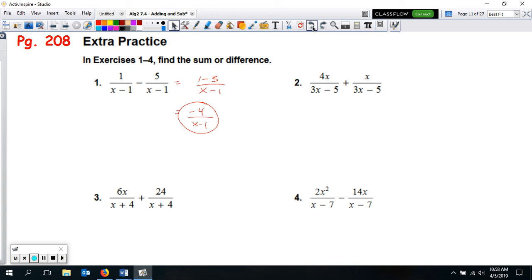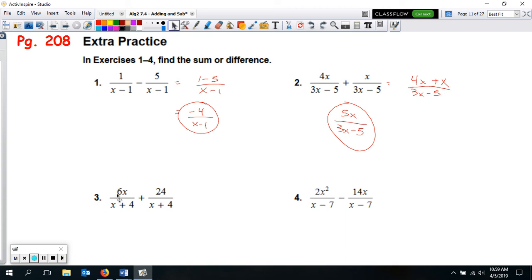Very simple. Number 2, we're going to add the numerators this time, always combining like terms if we have them. So we're going to see 4x plus x over the common denominator of 3x minus 5. And when we add 4x and x, we can combine these like terms. That will become 5x. So now our answer is just 5x over 3x minus 5. Now remember, you cannot cross out this x and that x because this is a monomial and that is a binomial. You can't do that.